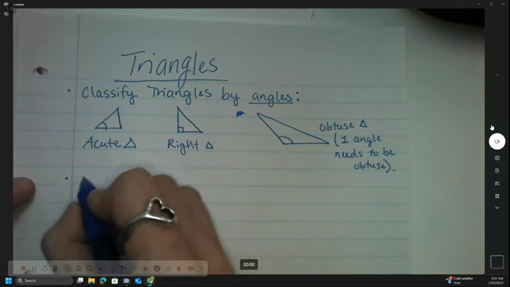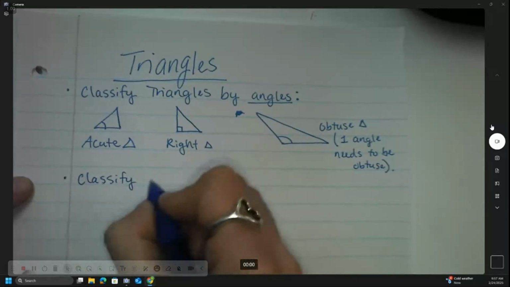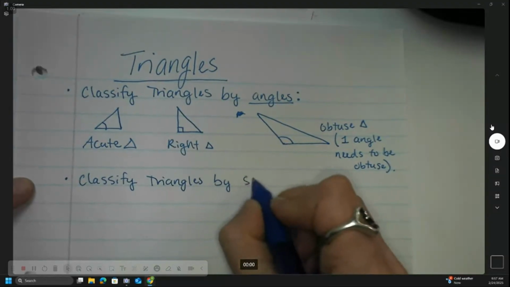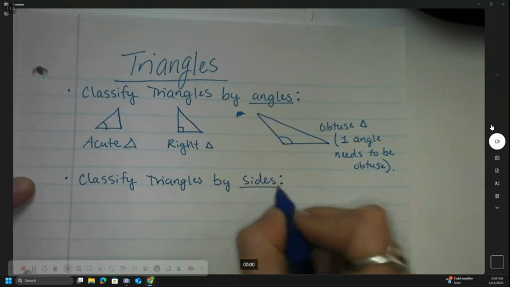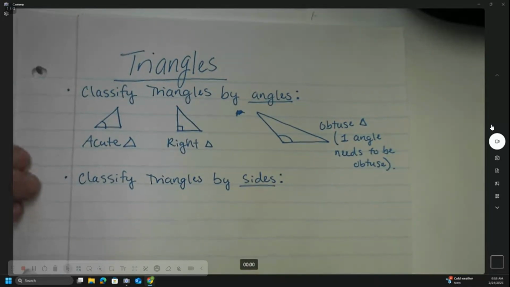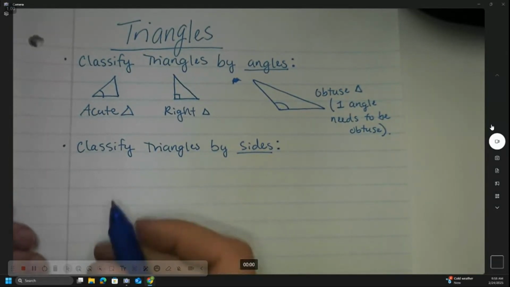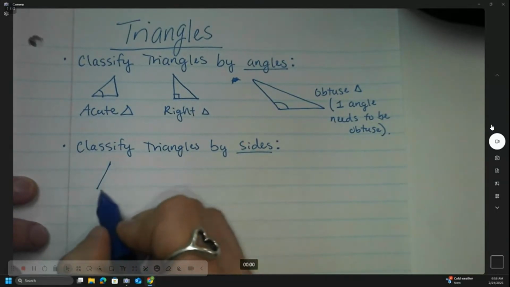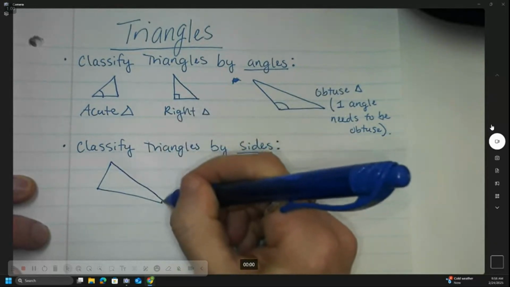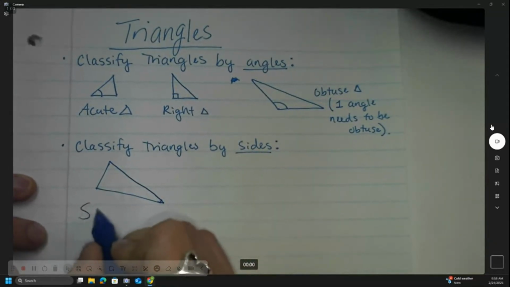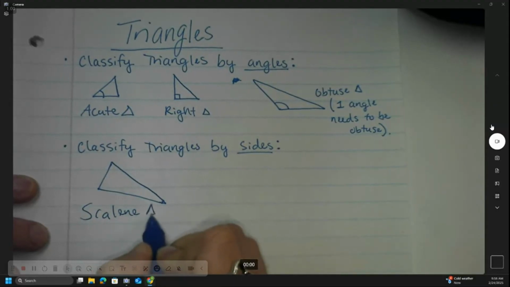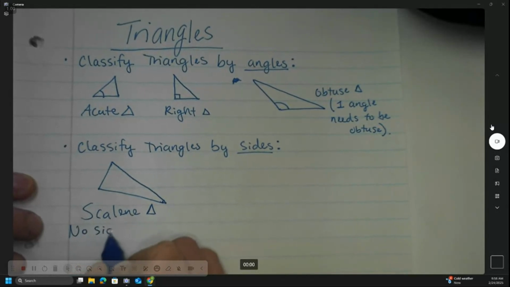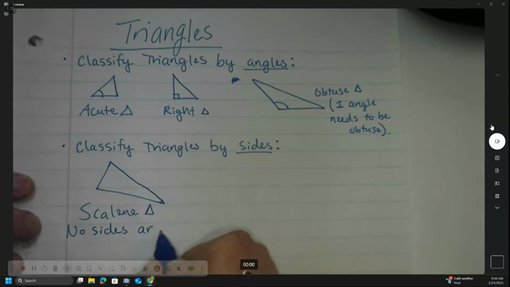Next up, let's classify triangles by their sides. Again, this is nothing new to you. It's just good review before I get to that 7th grade skill. I'm going to draw something like this. This is called a scalene triangle. And a scalene triangle is where there are no sides that are congruent, which means they're all different.